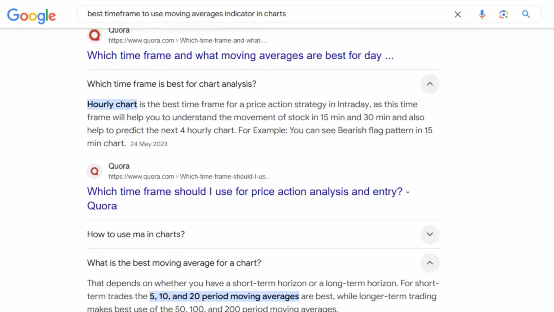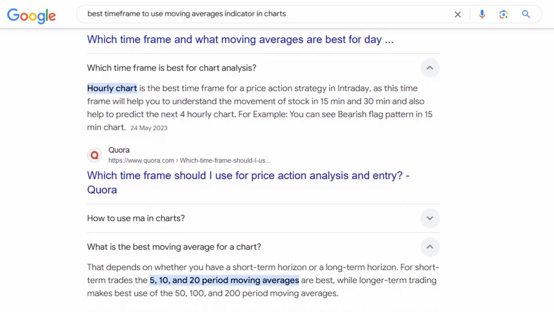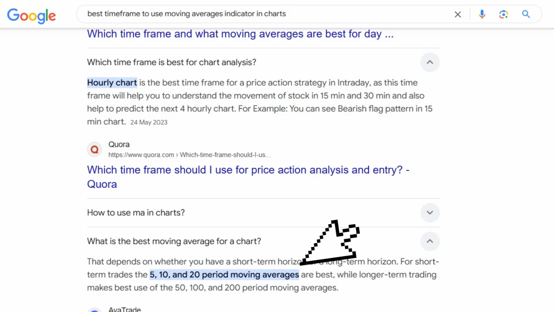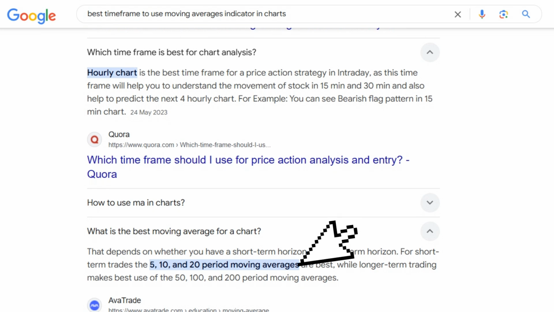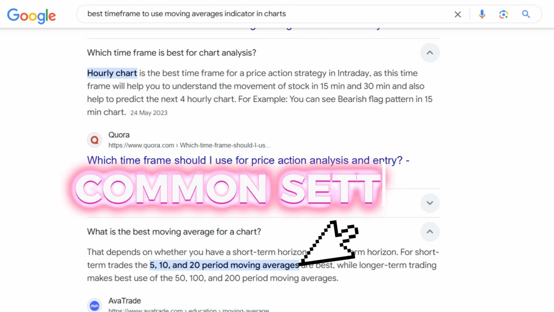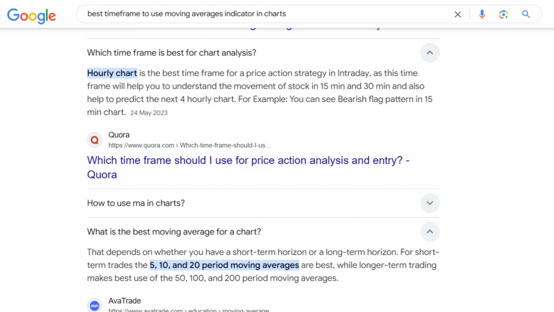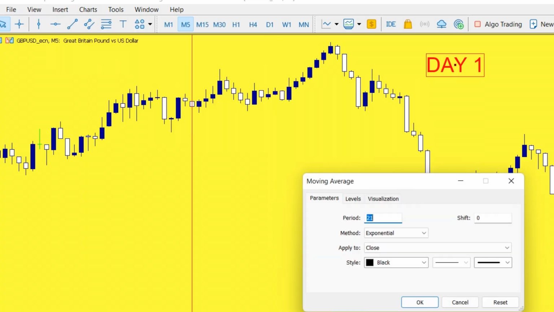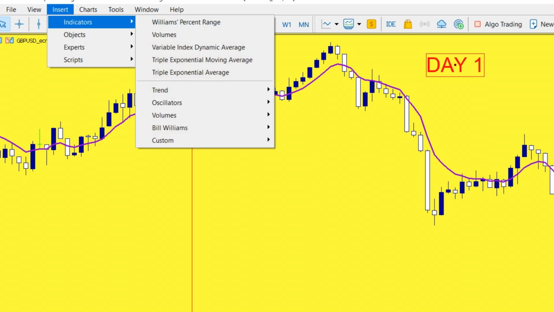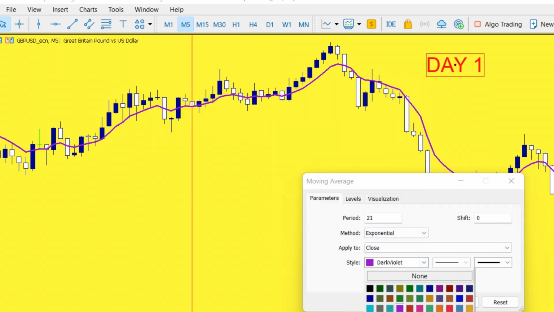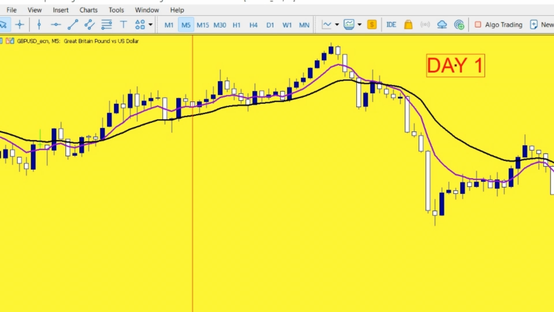From Google, it suggested we put the short-term moving average at 8 period and the long-term moving average at 21 period. These numbers, I think, are because 8 is early in the month and 21 is late in the month. This setting is the most common and this is how you can do it in the platform. I'll use the purple thick line for the shorter period and the black thick line for the longer period. Now the exponential moving average is ready on our chart.